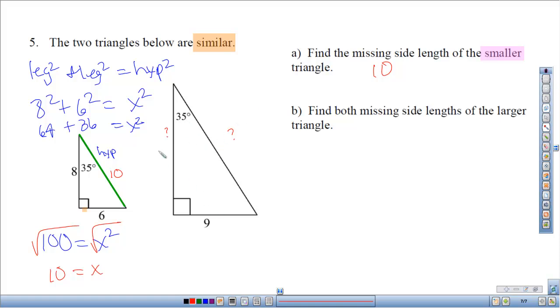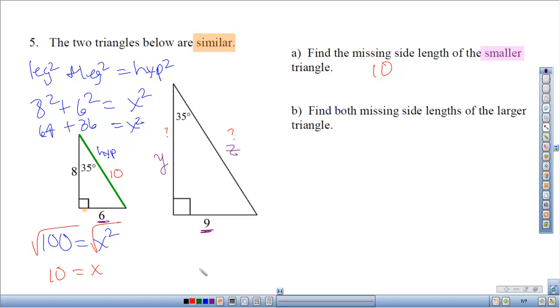You could use trig, because we have one side and one angle, so you could do it that way. Maybe I'm going to call this y, and I'm going to call this z. I think it would be faster to use the proportionality that we learned about in similar triangles in our last unit. So since these are similar, and I know that this 6 goes with this 9, I could use the 8 and 10 to figure these out with 2 separate problems.